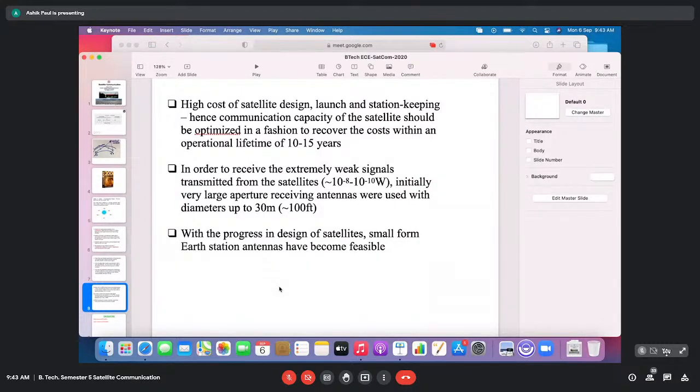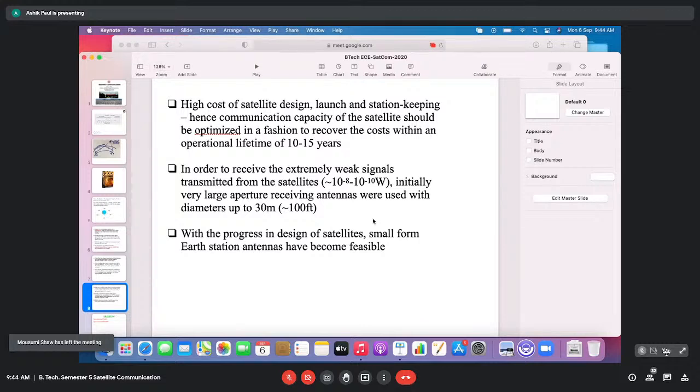Another important thing is that once you have launched the satellite, the signals that you receive, because we had already mentioned that the one-way distance from an Earth station to a geostationary satellite is something like 38,000 kilometers plus, will be extremely weak. The signals received back from the satellites at an Earth station may be of the order of 10 to the power minus 8 to 10 to the power minus 10 watt. And no electronic circuitry will work at that level of power.